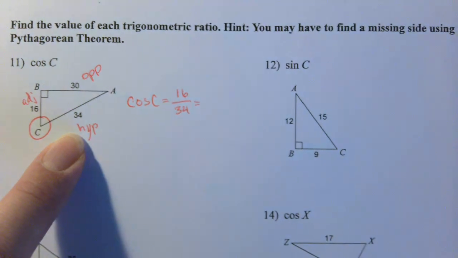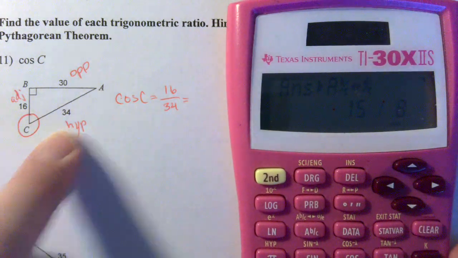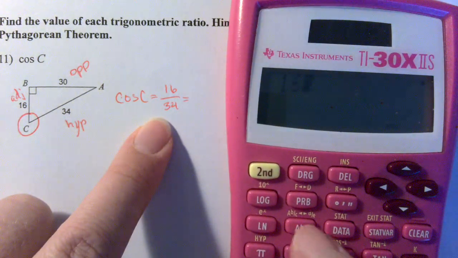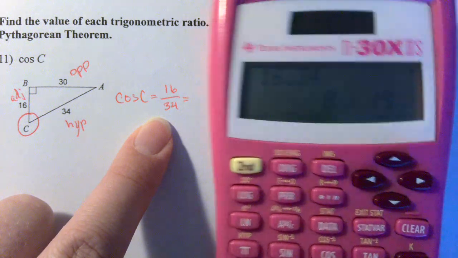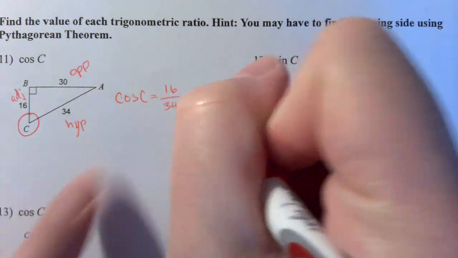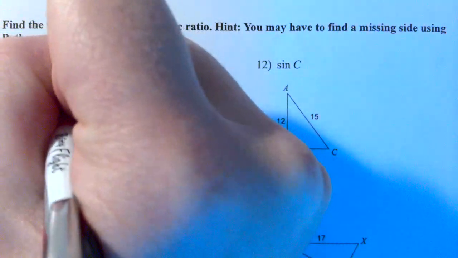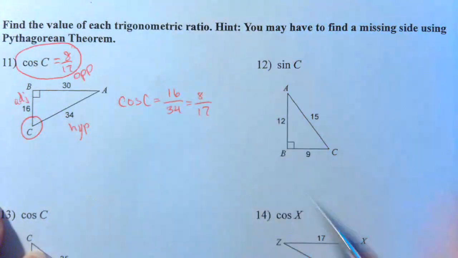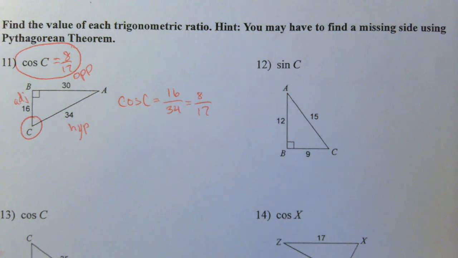All right, you want to make it easy, throw it in the calculator, but you can just reduce by dividing by 2. That's 16 over 34, 8/17. So I think I'm going to put that up there just to make it an easy check. There you go. All right, so we've done one of each.